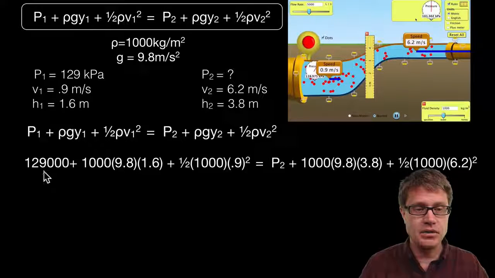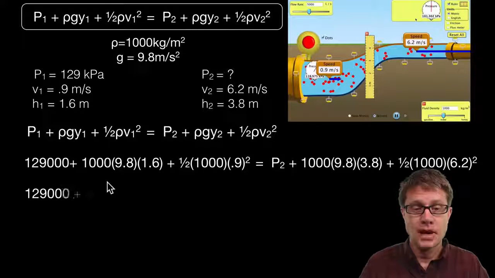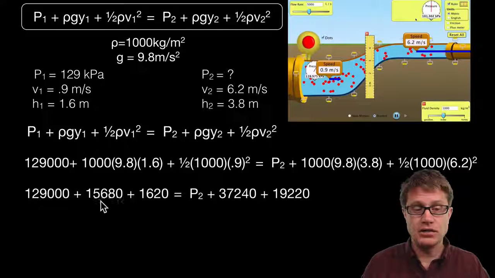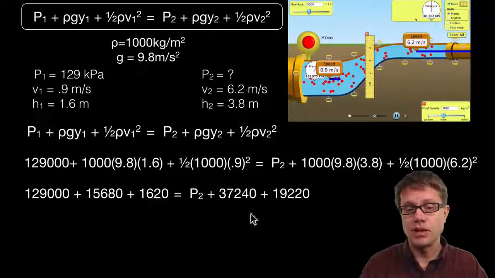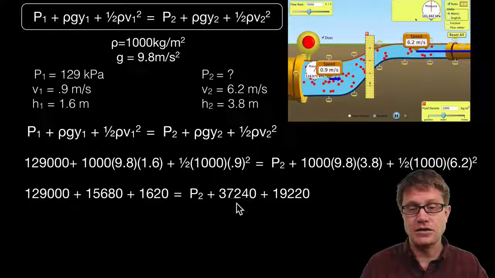Watch one thing that could screw you up. Since it's 129 kilopascals, I'm writing that out as 129,000 pascals because that's the unit that we're going to use. I then solve it, and so this right here is going to be my potential energy left side, kinetic energy left side. If we compare that to potential and kinetic on the right side, you can see on the right side both those values are greater.